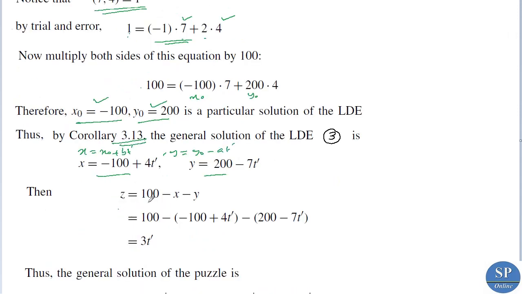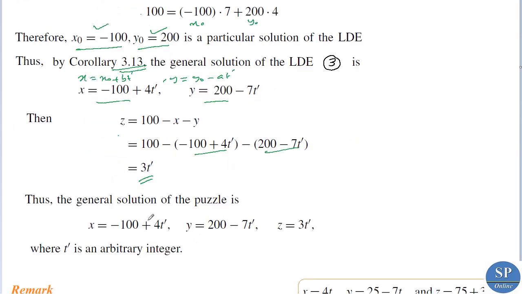So z is equal to 100 minus x minus y. So that is 100 minus x, which is minus 100 plus 4t dash, minus y, which is this. So this is nothing but 100 plus 100 minus 200, that is 0, and minus 4t dash plus 7t dash, that is 3t dash. So the general solution of the puzzle is nothing but x is equal to minus 100 plus 4t dash, y equal to 200 minus 7t dash, and z is equal to 3t dash, where t dash is an arbitrary integer.